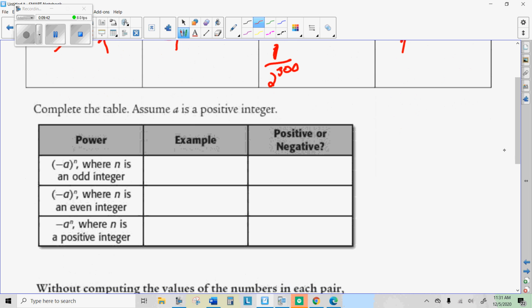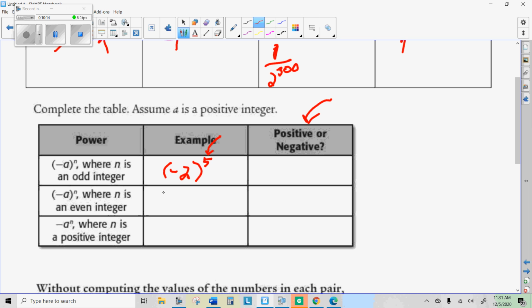All right, I'm going to give you the example, and then you're just going to do it on your calculator and figure out whether it's positive or negative. So I'll help you with the example. We want n to be an odd integer, and we want the base to be a negative number. So let's just do negative 2 to the 5th. Just make sure that power is an odd number. Now, what I'm wondering is, is that positive or is that negative? Okay, so just do it on your calculator to see.